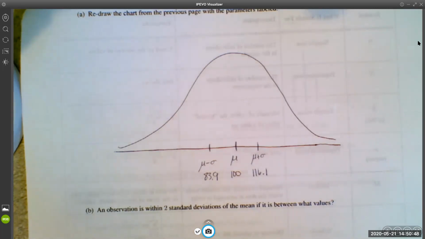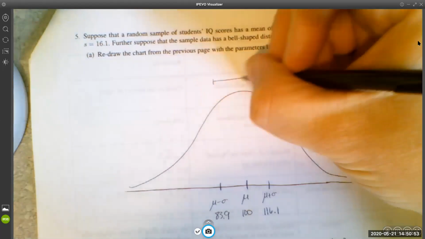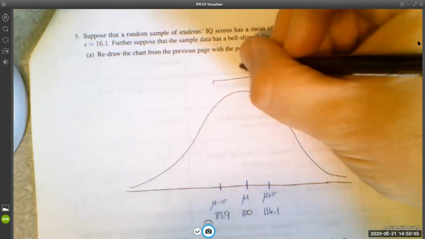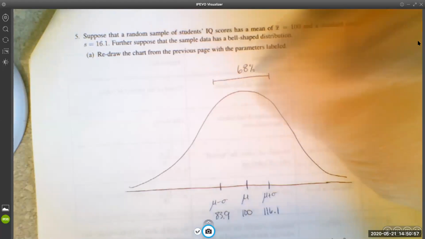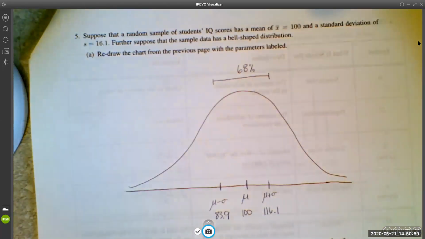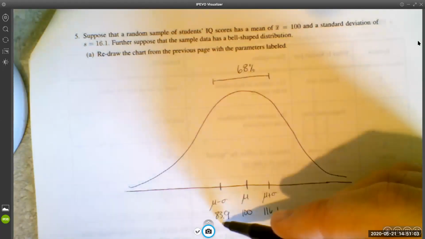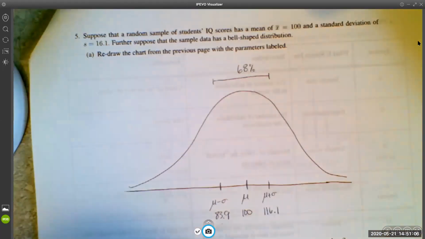And what we know from the empirical rule is that 68% of people are going to be within 1 standard deviation. So in other words, from the empirical rule, we know that 68% of people have an IQ score between 83.9 and 116.1, right? So 68% of people right off the bat.